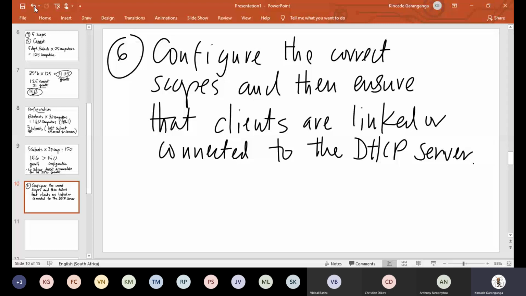So ultimately, you need to make sure that you configure the right scopes or the right IP address ranges first. And then once that is done, then obviously make sure that there's a link between your clients and the actual DHCP server as far as your configuration is concerned. So ultimately important for you to make sure that you configure appropriately, and then also ensure that you've got the right connection or link between the clients incorporated there.